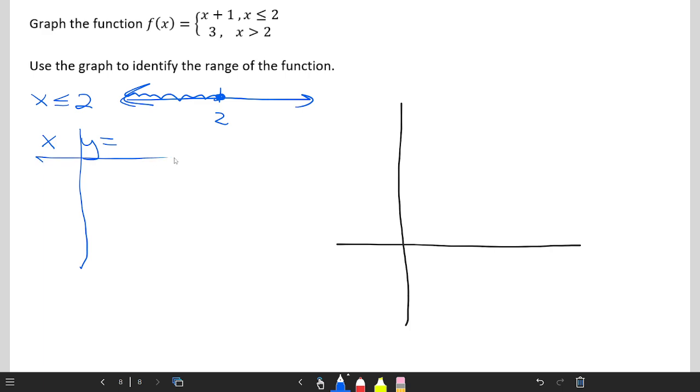So we're definitely going to want to substitute 2 for x to see where that point goes, and then we can pick any number less than 2. I'm going to pick 0 just because it's easy. And we're graphing the line y equals x plus 1. We're graphing part of the line. So if we plug 2 in for x, we get 3. If we plug 0 in for x, we get 1.